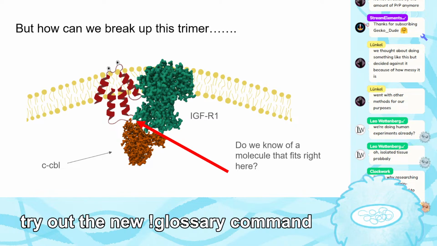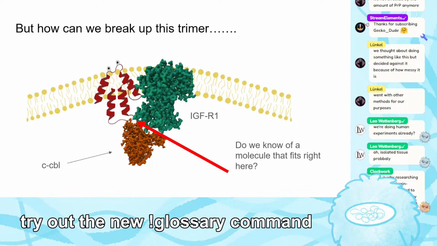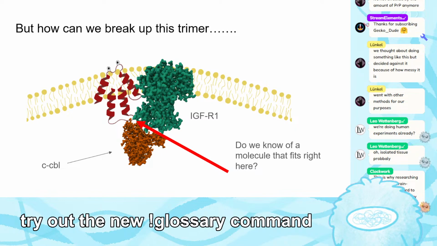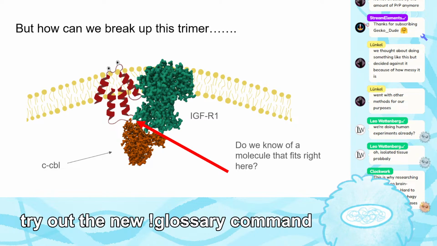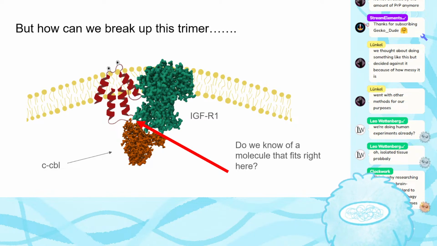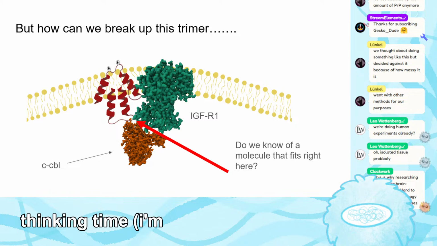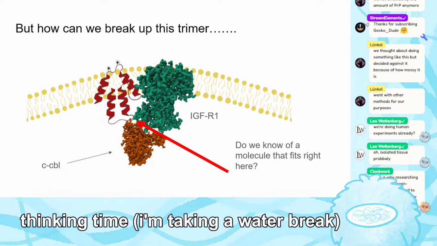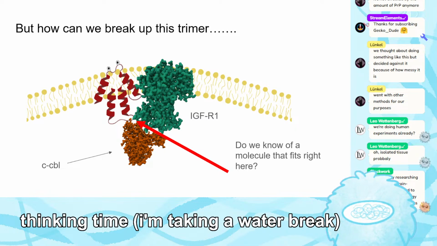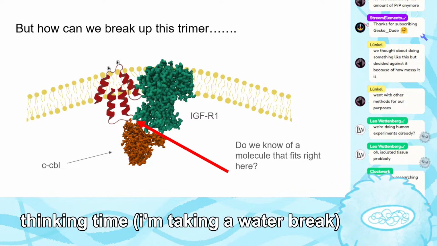If you have an answer, give it a couple seconds. I'm going to go grab myself a bit more hydration, and I will be right back. But for now, think about how you could design a molecule that fits right into that nook that could break up this trimer. So we'll do thinking time. I'm taking a water break. I will be right back. We already know that there is a protein that fits right inside that nook. Think about what that protein could be. I'm going to get water.